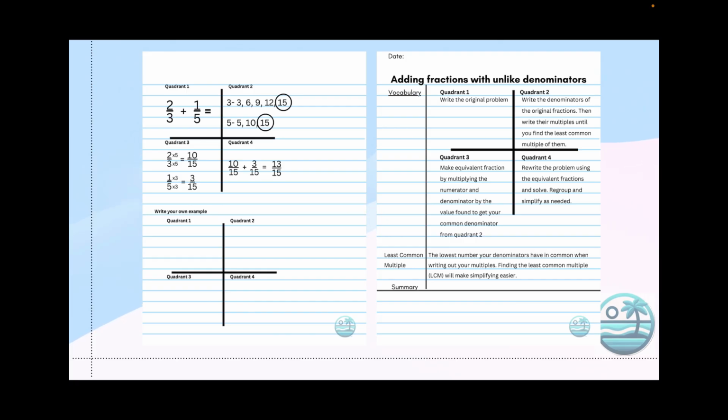I know that there was a lot in today's video, so here are our note pages. You can copy them or download the free PDF versions on my Teacher Pay Teachers store, link in the description. On the right, we have our steps, what to do in each quadrant, along with the definition of least common multiple. Remember, that is what we're going for because it will save us more time when simplifying.